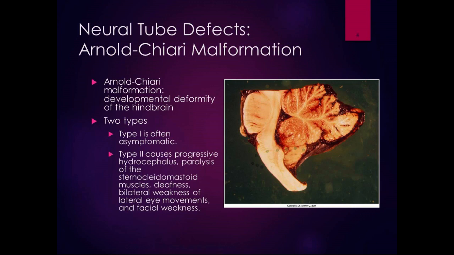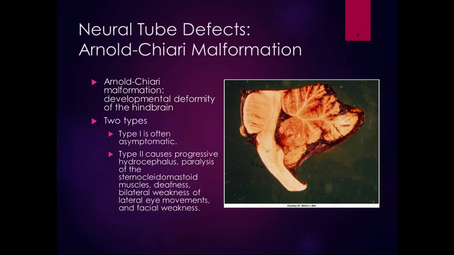Okay, the next pathology that's classified as a neural tube defect is an Arnold malformation. It's a developmental deformity in the hindbrain. There are two different types. Type 1 is often asymptomatic. Type 2 causes progressive hydrocephalus and paralysis of the sternocleidomastoid muscles, deafness, bilateral weakness of lateral eye movements, and facial weakness.